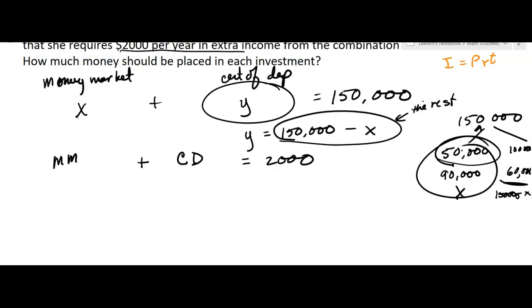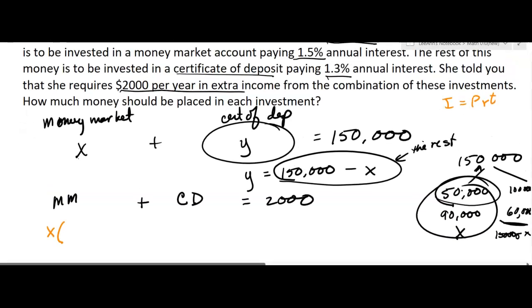Right now, how much is she investing in the money market? Well, we don't know. That's X. What's the rate of interest on the money market? I've got to scroll up. The money market was 1.5%. That's going to be 0.015, because you have to change it to a decimal, go 2 places to the left. Okay, how long is she leaving it? She's leaving it in for 1 year, so you don't really need the 1, but we'll put it in.